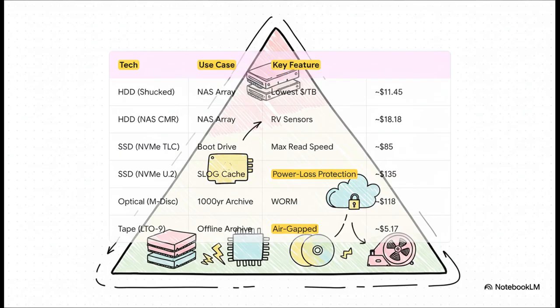Look at our warm tier, the main NAS array. If your number one goal is the lowest cost per terabyte, shucking external hard drives is the winner. For your hot tier, like your PC's boot drive, a regular consumer NVMe is perfect for maximum read speeds. But if you're running something like ZFS and need a super fast write cache, that enterprise NVMe drive with power loss protection is really the only safe way to go. And then for that final archival tier, LTO tape gives you an unbeatable media cost and, crucially, creates a true air-gapped backup, meaning it's physically disconnected and totally safe from online threats. As you can see, every technology has its perfect place.